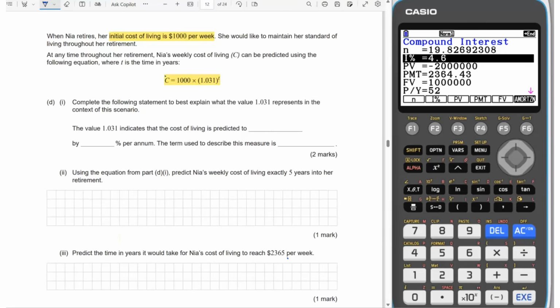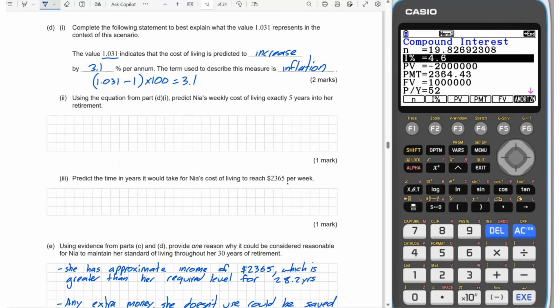So it says the value of the 1.031 indicates the cost of living is expected to increase by 3.1%. Now, we know it's an increase because of the 1 out the front, and the 3.1 percentage is found by saying it's 1.031 minus 1, and then we have to times it by 100, which is equal to the 3.1. This term is a measure used to describe, well, I kind of gave that away earlier, it's inflation that we're talking about here.